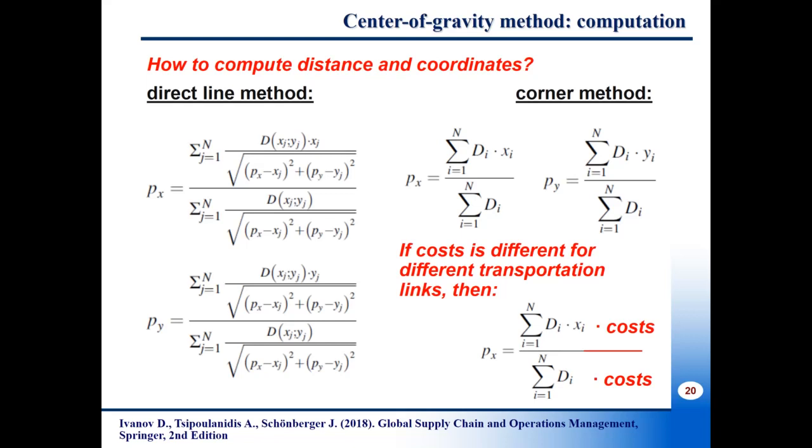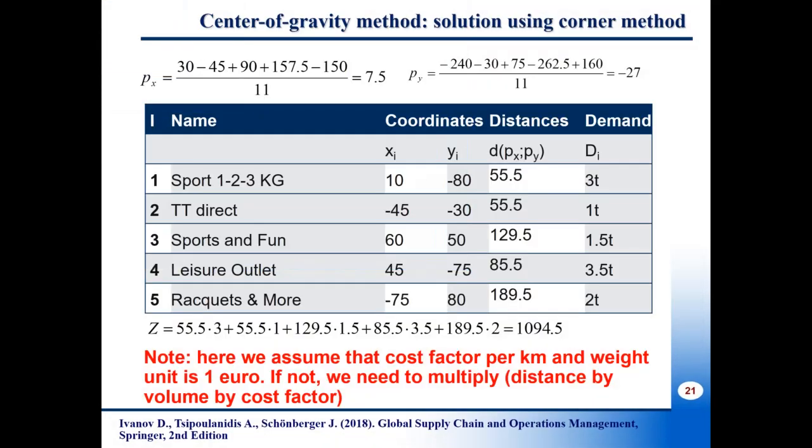In a similar way for the ordinate, the sum of multiplication between the demand of each market location and its ordinate is divided by the sum of demand from all market locations. If the cost is different for different transportation links, then cost can be added as an additional variable. Now let's take a look at an example from our case study.